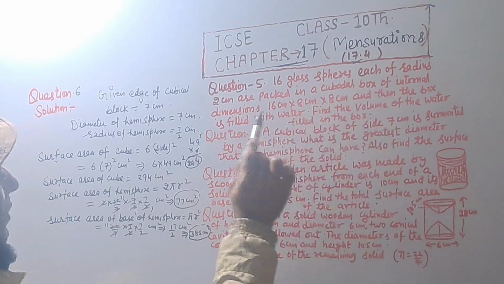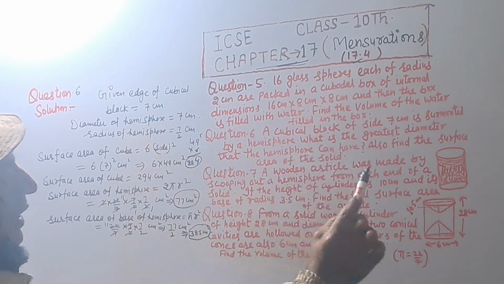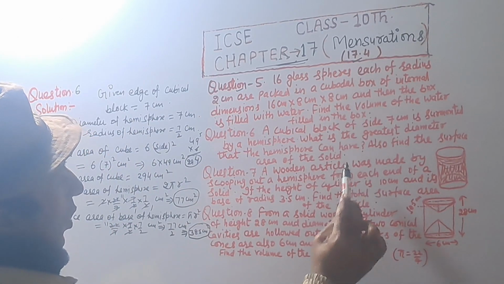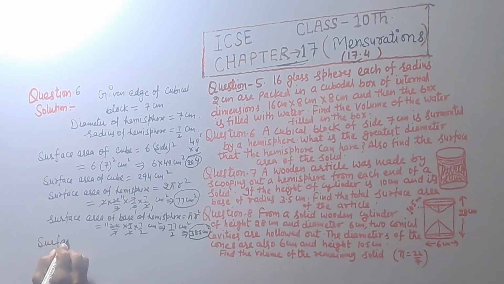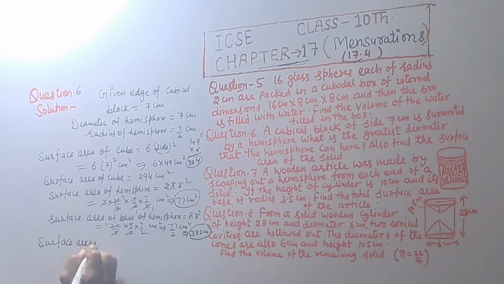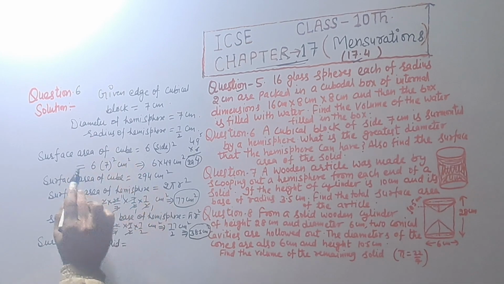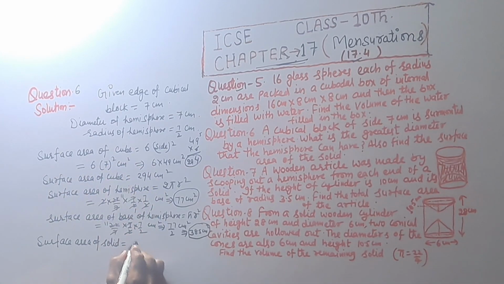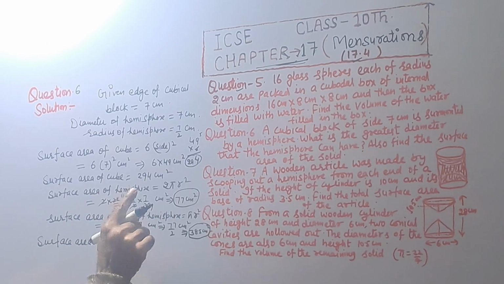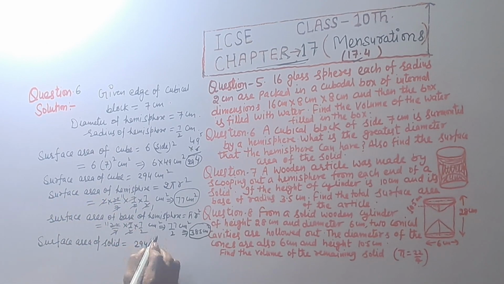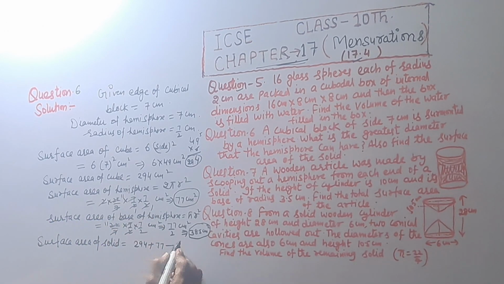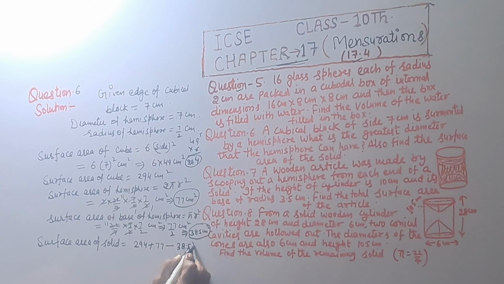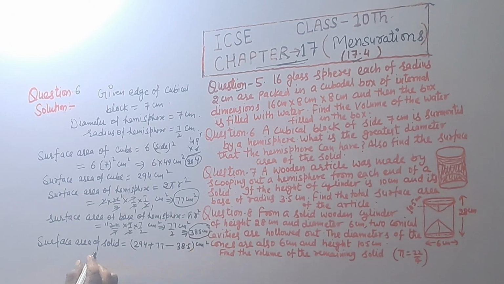What is the greatest diameter? Greatest diameter is 7 centimeter. And also find the surface area of solid. Surface area of solid is equal to surface area of cube, that is 294, plus surface area of hemisphere, that is 77, minus surface area of base of hemisphere, that is 38.5 centimeter square.